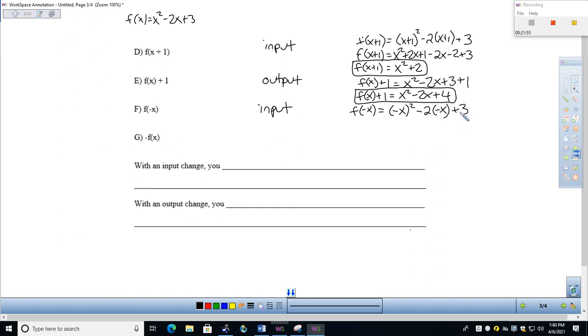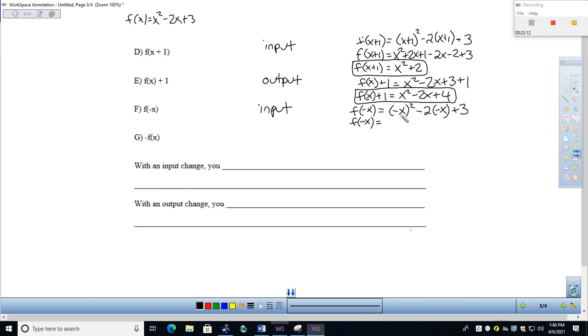So as long as I know what the function rules are telling me to do, then I can just do that on whatever input is provided. So square the input, subtract 2 times the input, and then add 3. Now this one you're just going to have to be a little careful on, just a touch.